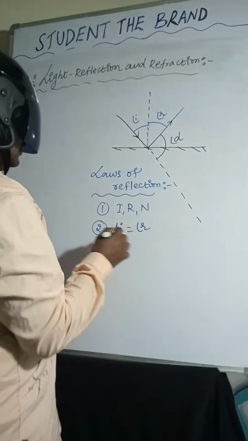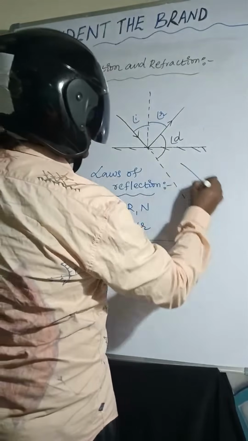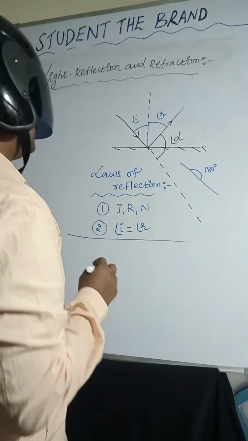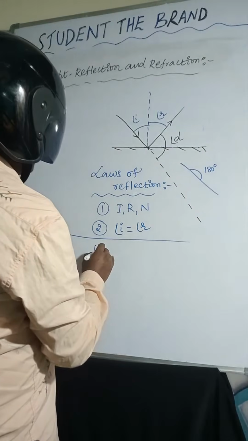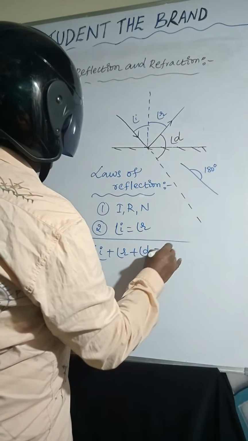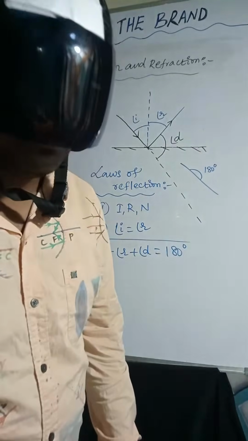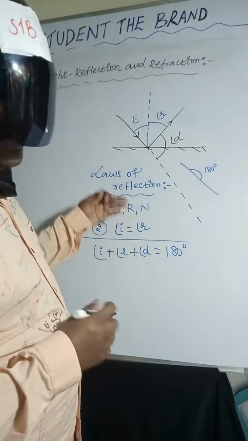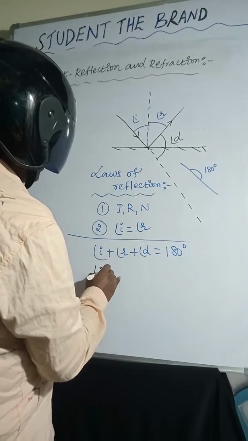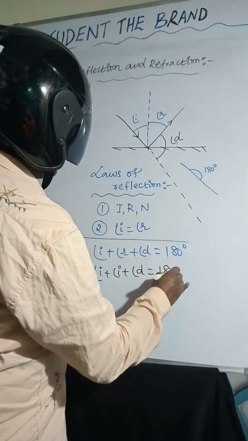Coming to this one, here the linear angle is 180 degrees. So that's nothing but angle of incidence plus angle of reflection plus angle of deviation equals 180 degrees. We know from the laws of reflection that the angle of incidence is equal to the angle of reflection, so angle of incidence plus angle of incidence plus angle of deviation equals 180 degrees.